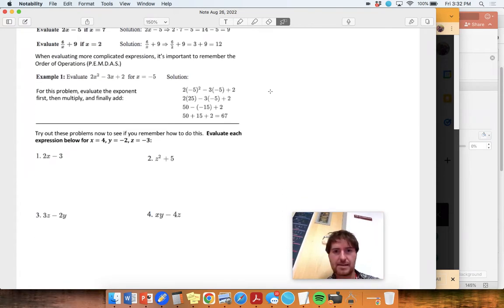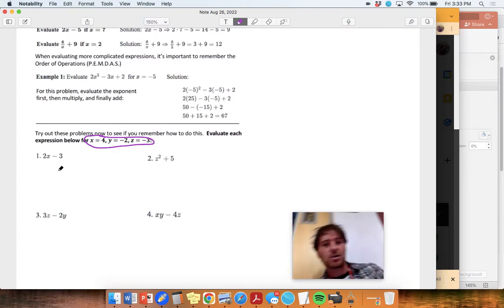What you're going to do on this assignment is you're going to plug in the same values, substitute the same values into each and every problem. So I was worried that some people might not see that note there. We're going to evaluate each expression below for x equals 4, y equals -2 down there, and z equals -3. So we'll have some fun with some negatives on this assignment, shall we?